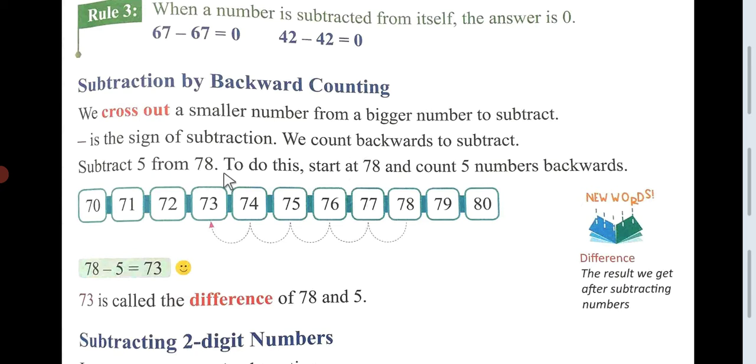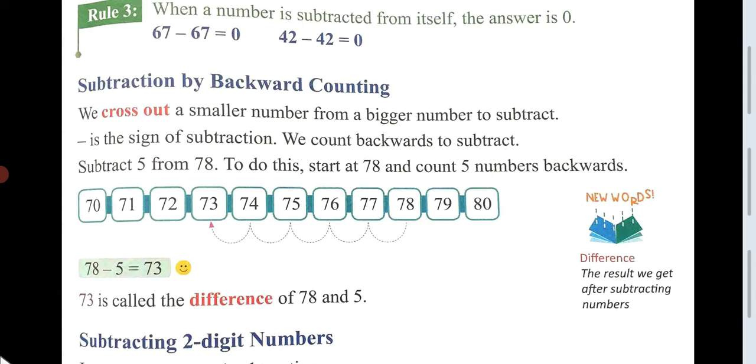Subtract 5 from 78. See, 78 is bigger than 5. I have told you in the previous chapter also what is the greater number and what is the smaller number, ascending order and descending order. So here you can see now backward counting. 78 is bigger than 5, so 5 will be subtracted from 78. To do this, start at 78 and count the numbers backward.